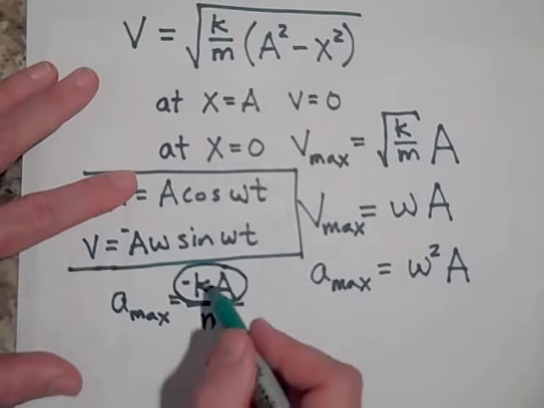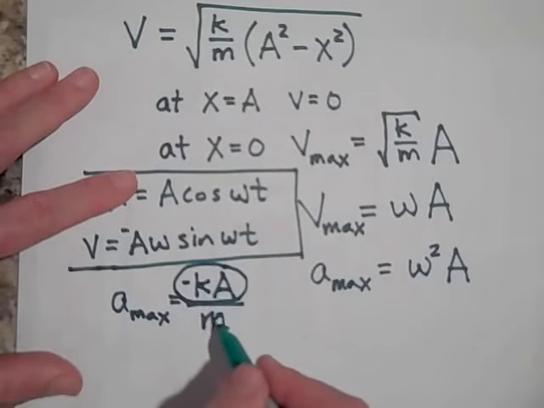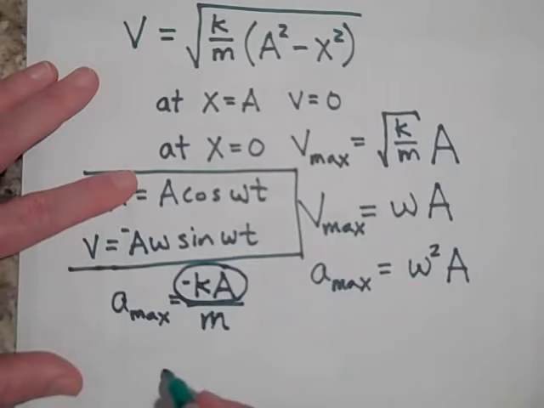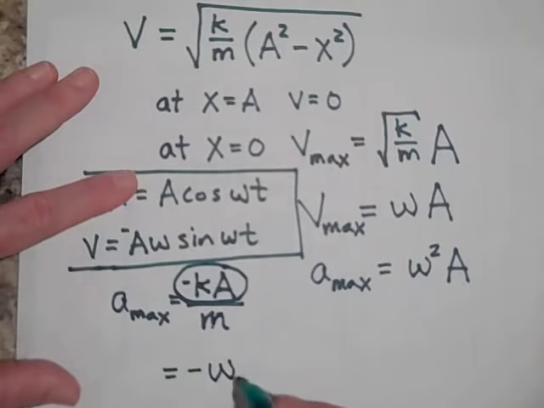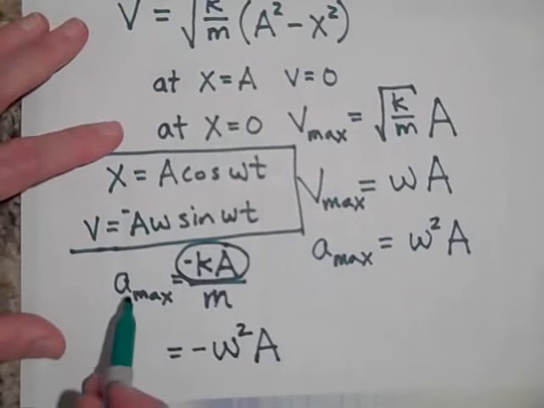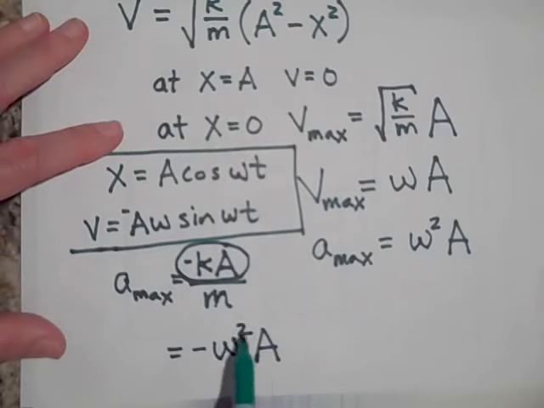Now, if you notice something here, the k over m, sure enough, k over m is looking like omega squared. So you get your maximum acceleration when it's omega squared A.